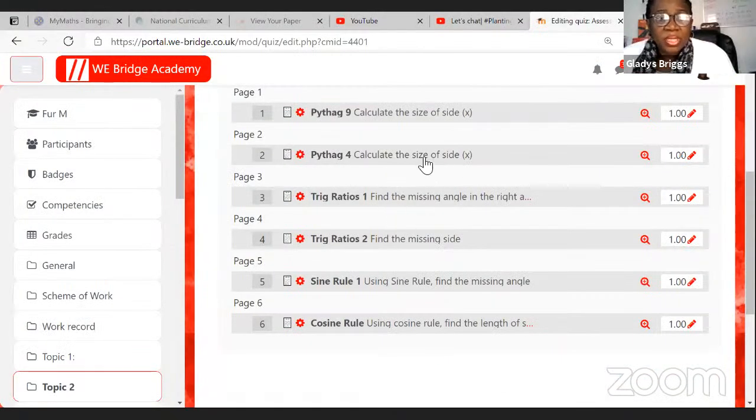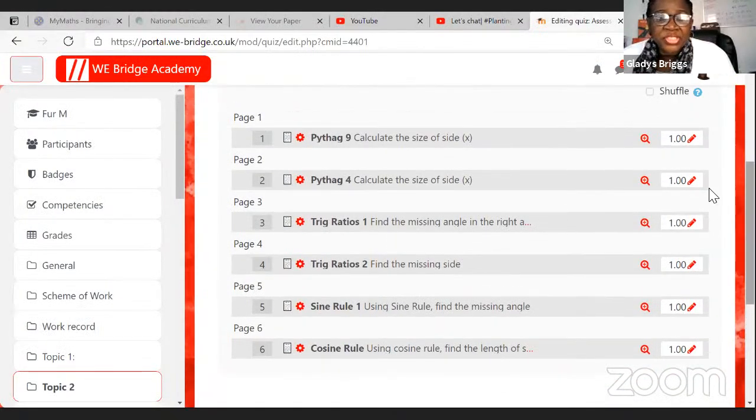Okay, so those are the questions that you might likely get for Pythagoras. It's going to be one of those two questions. Yeah, so in topic 2, you're going to get 3 questions or 4. You're going to get 1 question for Pythagoras, 1 question for trig ratios. You might get 1 question for sine and cosine rule. So maybe 3 questions. Yeah, so we'll see.